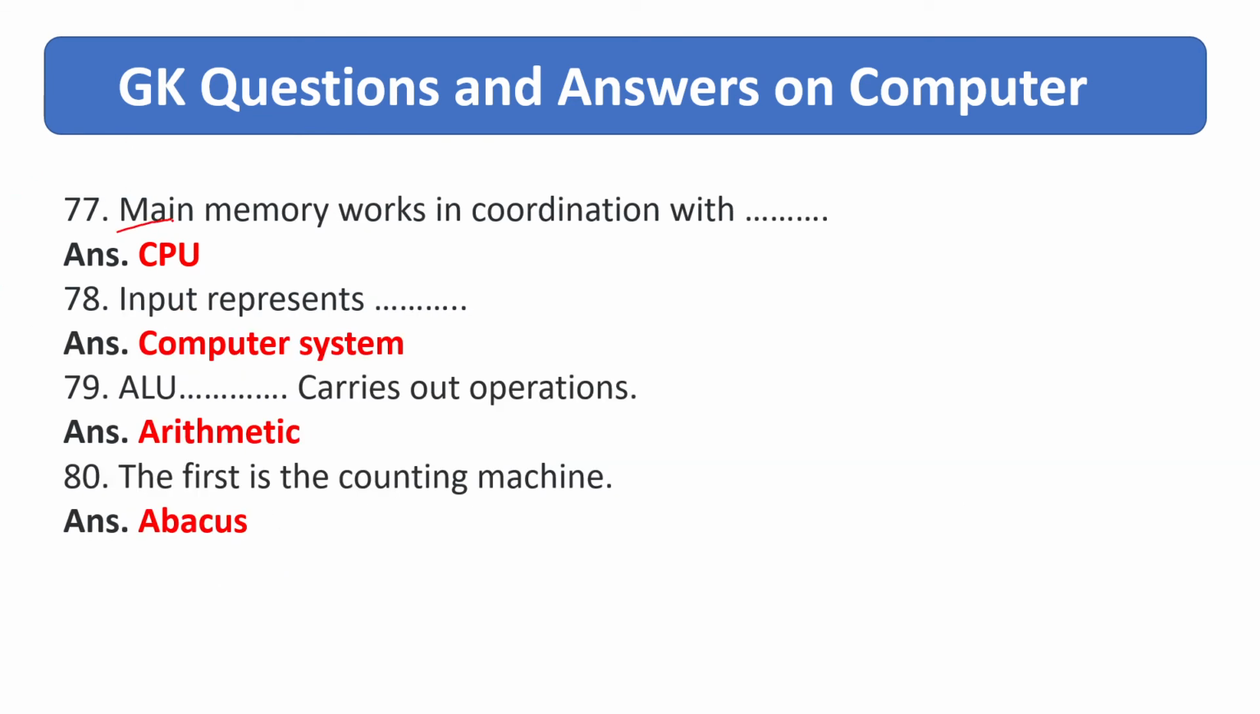Main memory works in coordination with? Answer is CPU. Input represents? Answer is computer system. ALU carries out which operations? Answer is arithmetic. The first counting machine is? Answer is abacus.